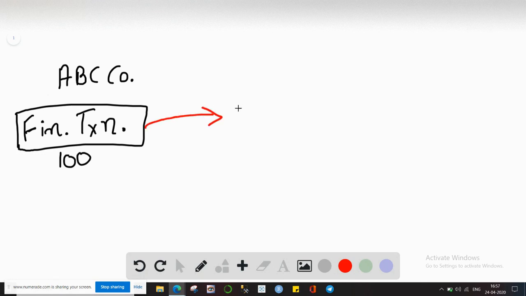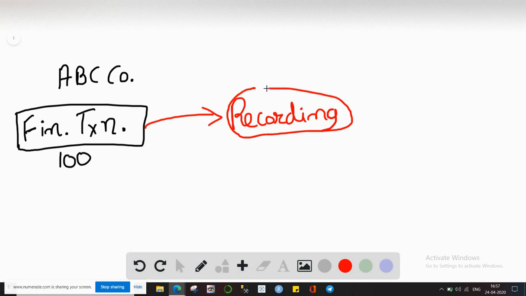Followed by that, such financial transactions need to be recorded, because unless those transactions are recorded, there will be no usage of the accounting division within the company. So to get data on how the business is growing, how the business is doing, we need to record those transactions also.